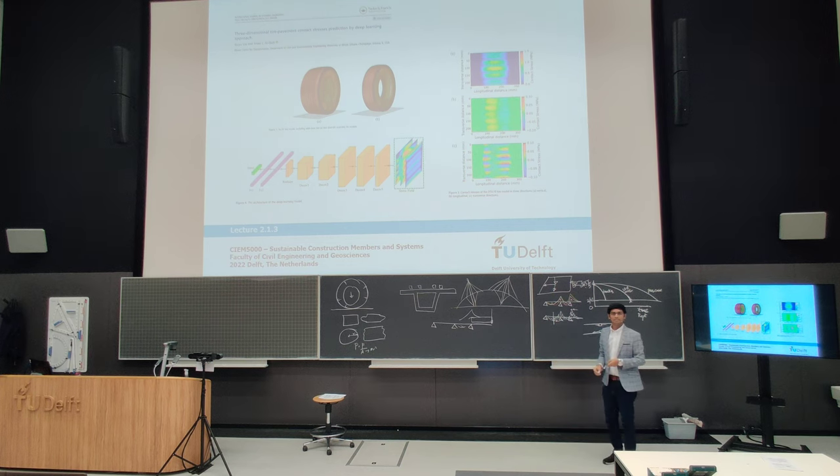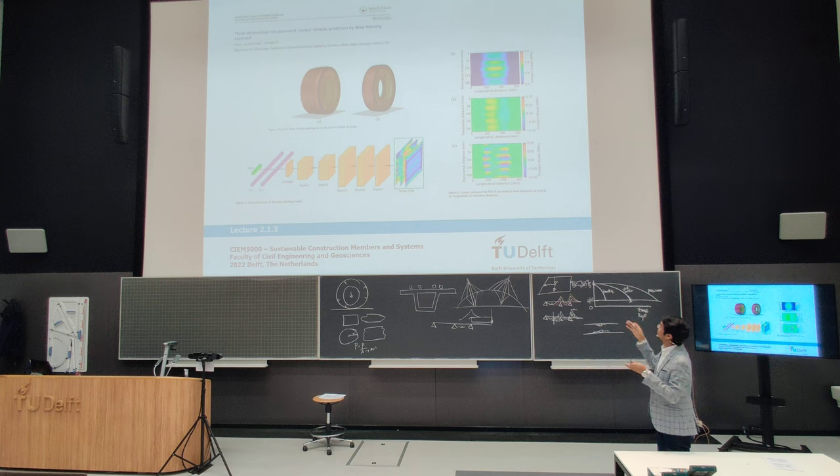Is this a top view or a cross section? This is the top view. They just assume the surface layer, a very simple surface layer. So that's why you can see the vertical loading is always symmetrical, whereas the longitudinal loading is more towards the front surface.